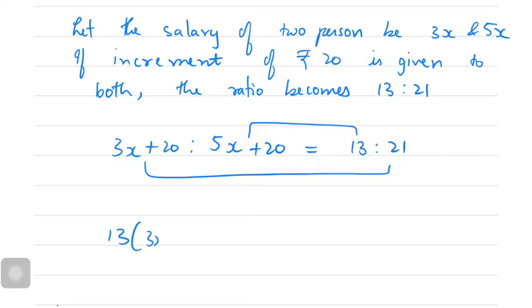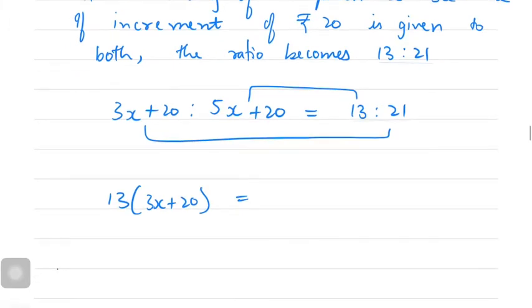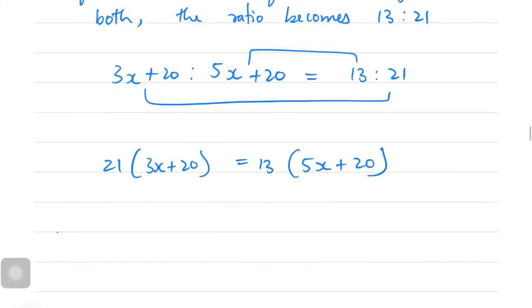Right? So 13 into 3x plus 20 is equal to, not 13, sorry, 21 into 3x plus 20 is equal to 13 into 5x plus 20. 21 into 3 is 63x, and 21 into 20 is 420. 13 into 5 is 65, so 65x plus 13 into 20. 13 into 20 comes to 260.